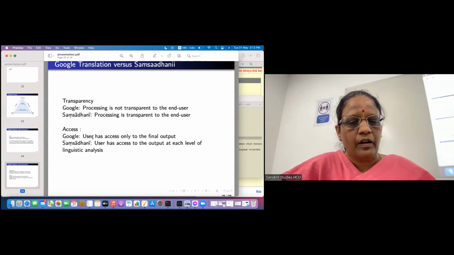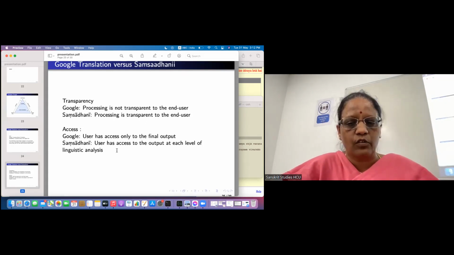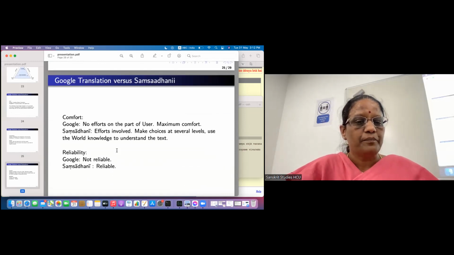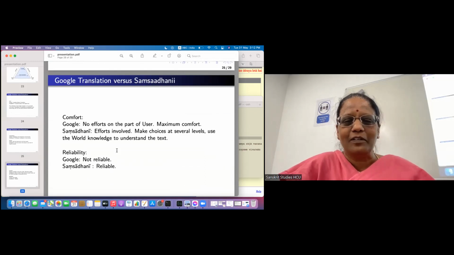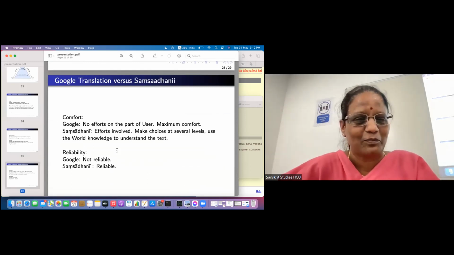Further, the user has access only to the final output of the Google Translation, again, the same point I'm saying. Whereas in Sansadhani, the user has access to the output at each level of linguistic analysis. As far as the comfort is concerned, with Google you don't need any efforts on the part of the user. You have maximum comfort. The machine produces the output.